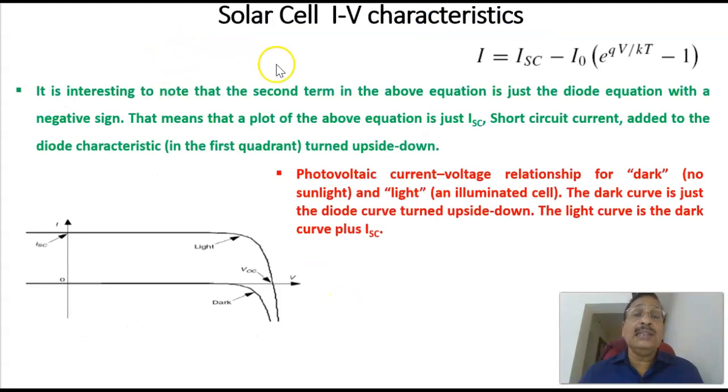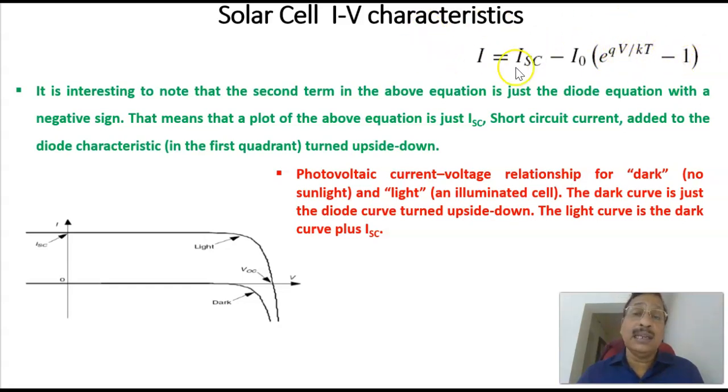We have already seen the ideal characteristics of a diode. Now coming to a solar cell, what is the current-voltage characteristic? As already seen, the current supplied by the photovoltaic cell is equal to the short circuit current minus the reverse saturation current I0 into e raised to qV, the voltage across the diode, divided by kT, minus 1.